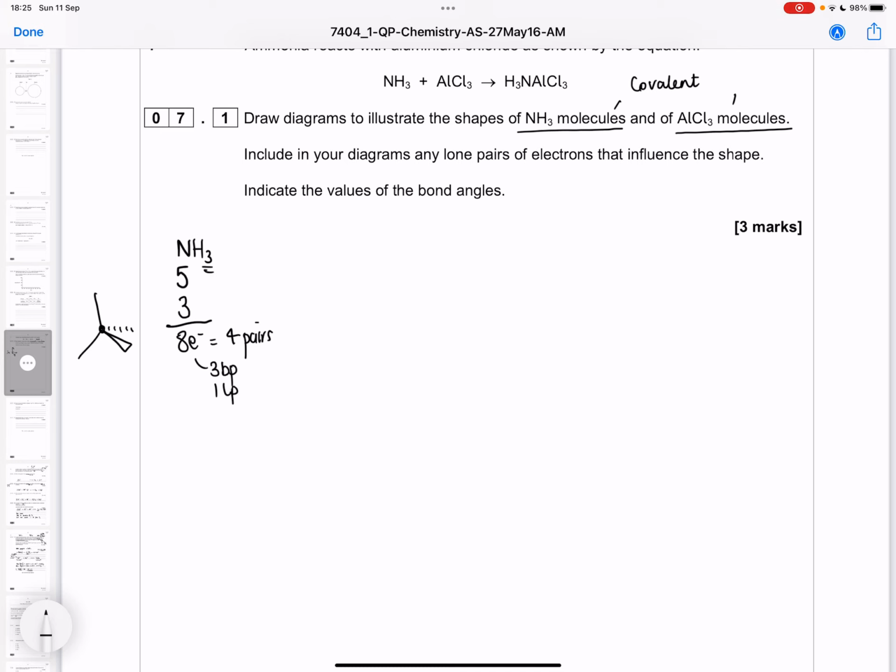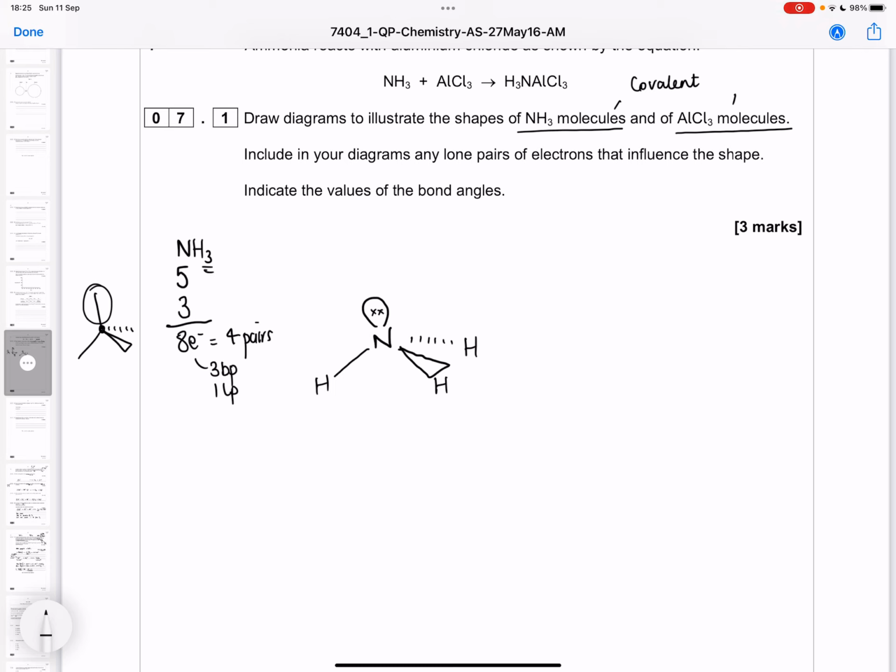And so when we want to draw this, we want to take one of these bond pairs and convert it into a lone pair. That's going to reduce the bond angle in the remaining 3 bonds by 2.5 degrees. So we're looking to draw our nitrogen at the top here, and then to have these 3 bonds at the bottom of our pyramid, and then we want to have a lone pair on the top. So 3 bond pairs and 1 lone pair.